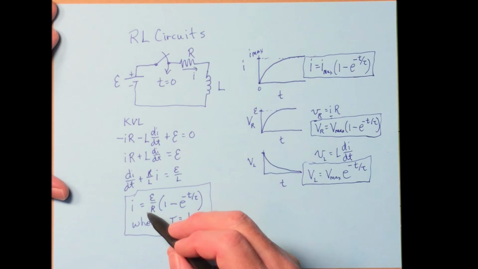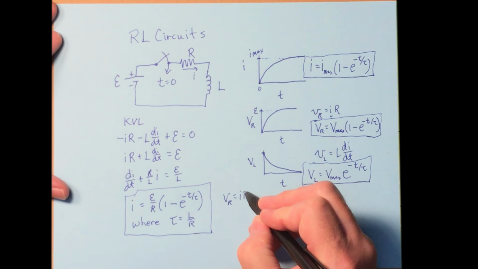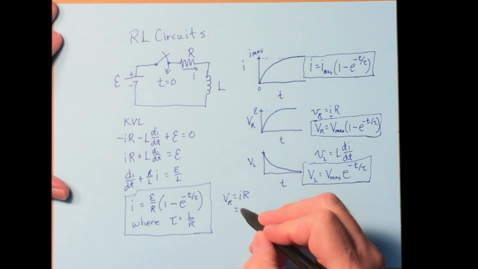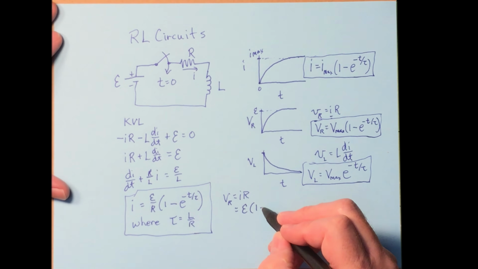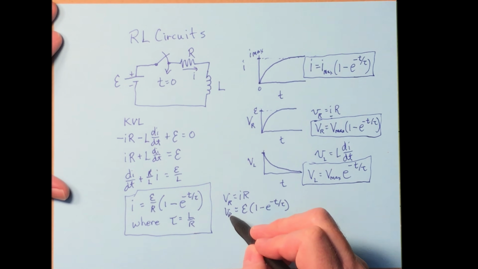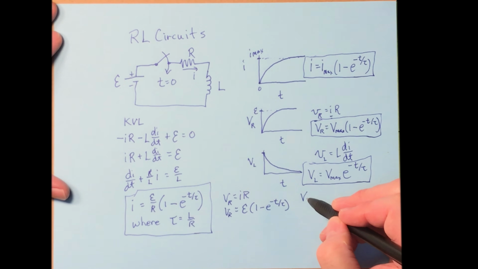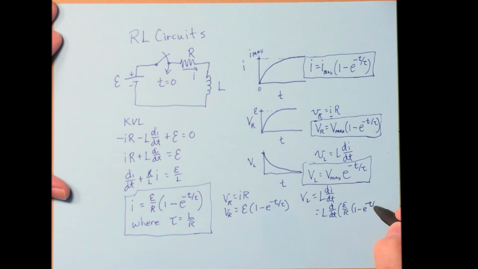Okay, now that we've got that, can we get the voltage across the resistor? Well, the voltage across the resistor is just going to be I times R. So if we take this and multiply it by R, we end up with E times 1 minus e to the negative t over tau. There, we've got V sub R. All right, what about V sub L then? Well, V sub L is L di dt. So it's going to be L times the derivative with respect to time of this, E over R times 1 minus e to the negative t over tau.